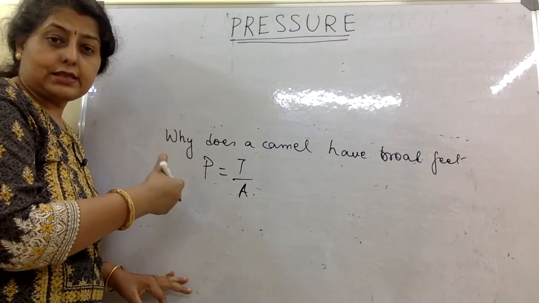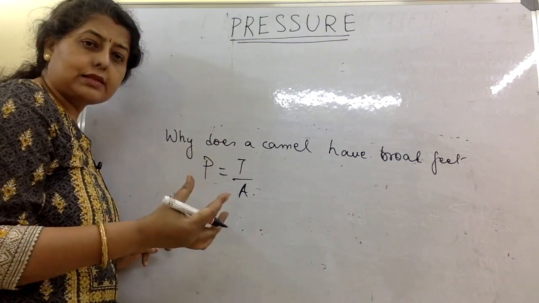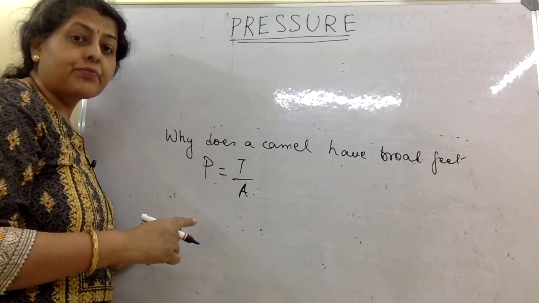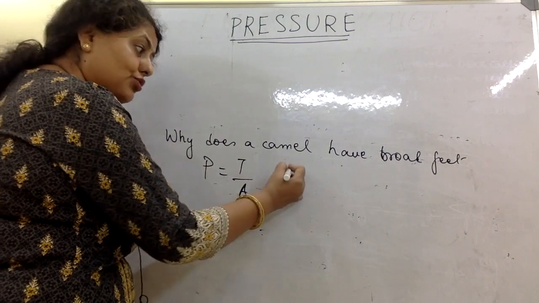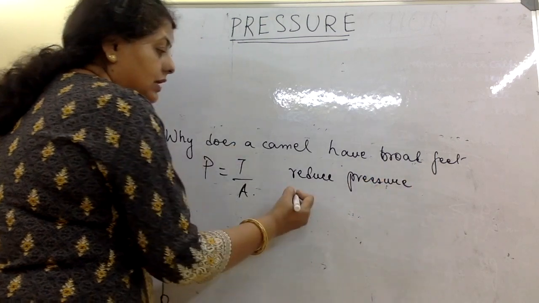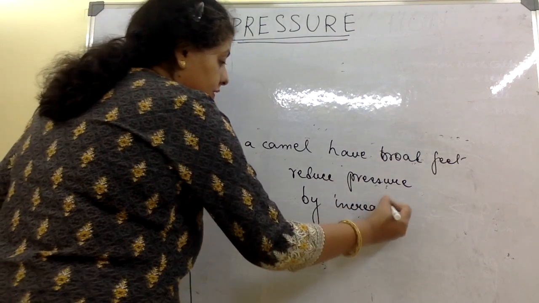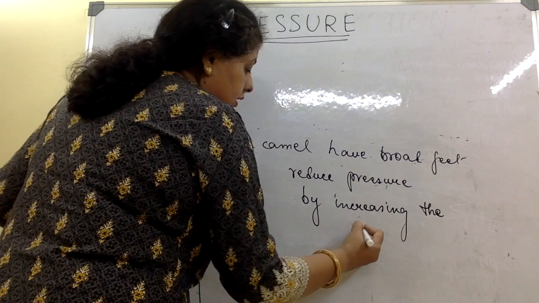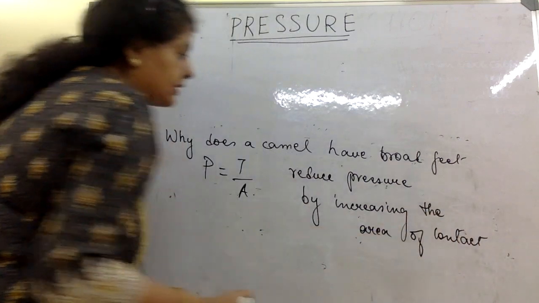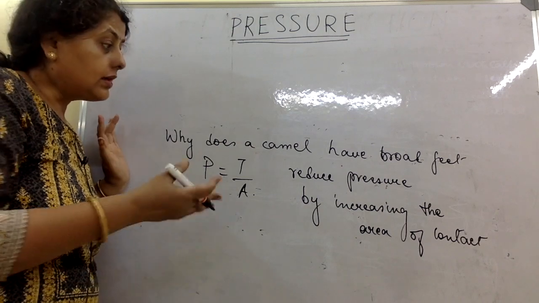So how do you write this answer? First you have to say yes, the camel has a huge body weight. There are some keywords which give you answer marks. If you are writing three pages and still not writing the keyword, you will not get your marks. So here you have to say: to reduce pressure by increasing the surface area, the area of contact. Reduce pressure by increasing the area of contact is the answer to this.